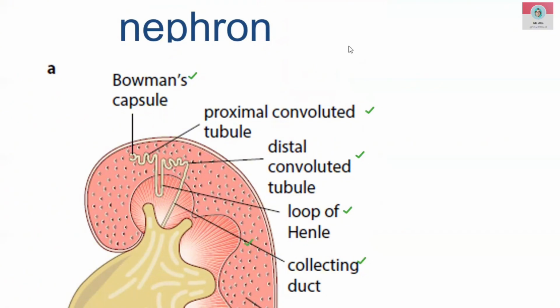So my question is, do you know what it means by the word proximal and distal? In anatomy, when you say something is proximal, it is close. Distal is further away. So in this case, proximal is closer to the Bowman's capsule and distal is further away from the Bowman's capsule.